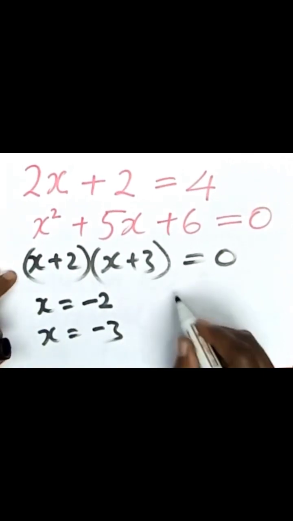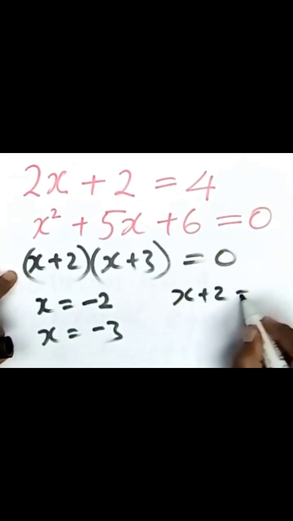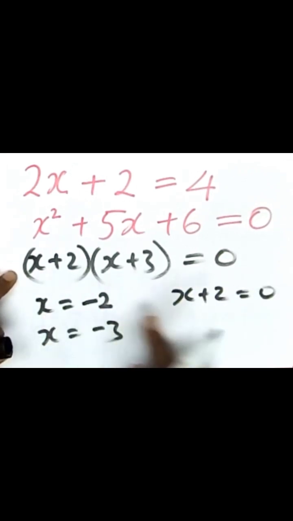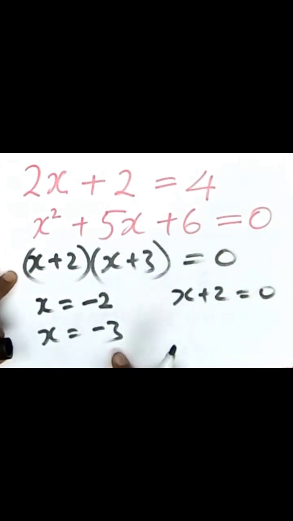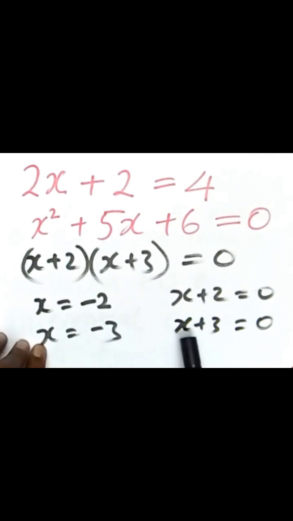Because if x plus 2 equals 0, you make x to be minus 2, and minus 2 plus 2 equals 0. The same goes for x plus 3 equals 0. If x is minus 3, you plug minus 3 here, so minus 3 plus 3 will be equal to 0.